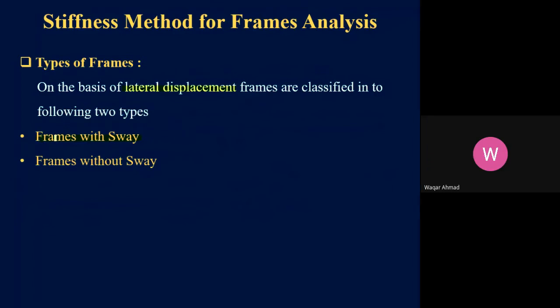Okay, now what causes that lateral displacement? We will be discussing this in the coming slides. The second type of frames is that there are some frames which do not deflect or do not displace laterally under the action of the applied load. So they are called frames without sway. So in this lecture, we will be analyzing both sway frames and non-sway frames.